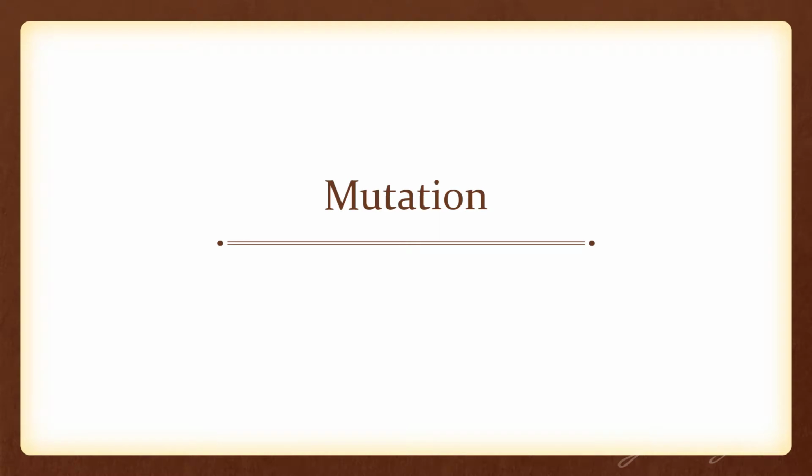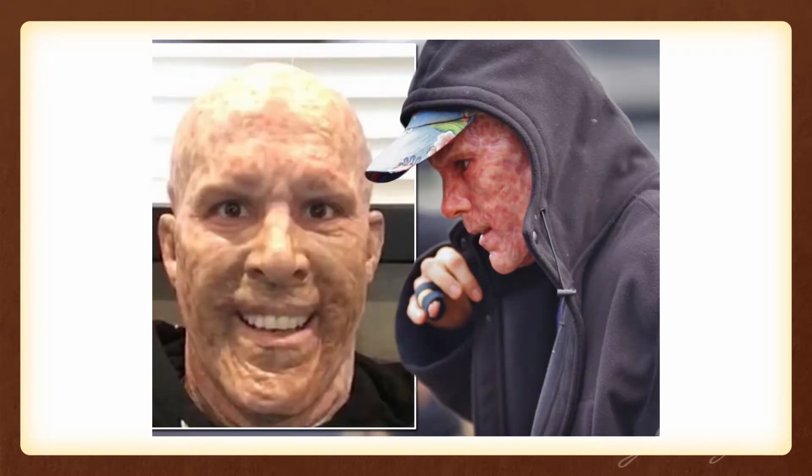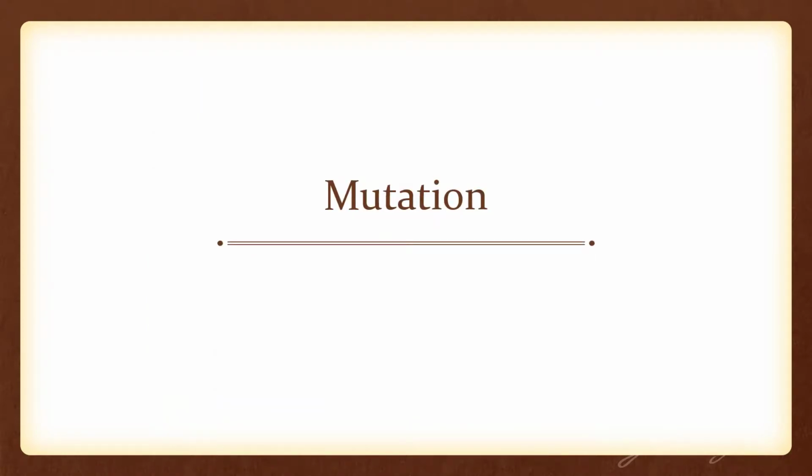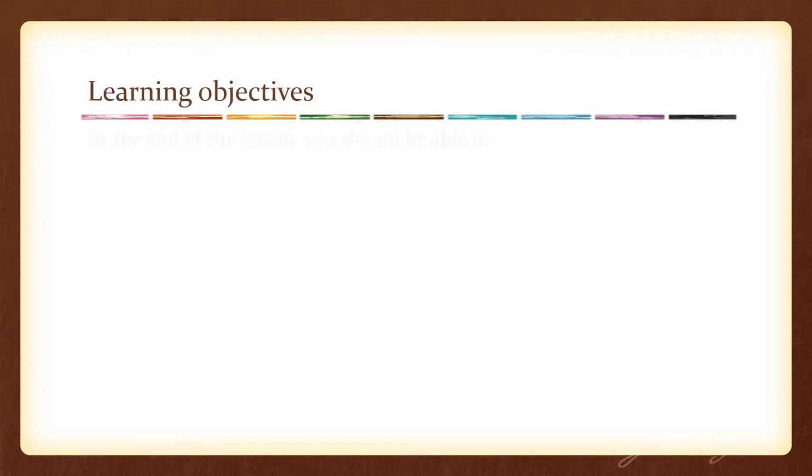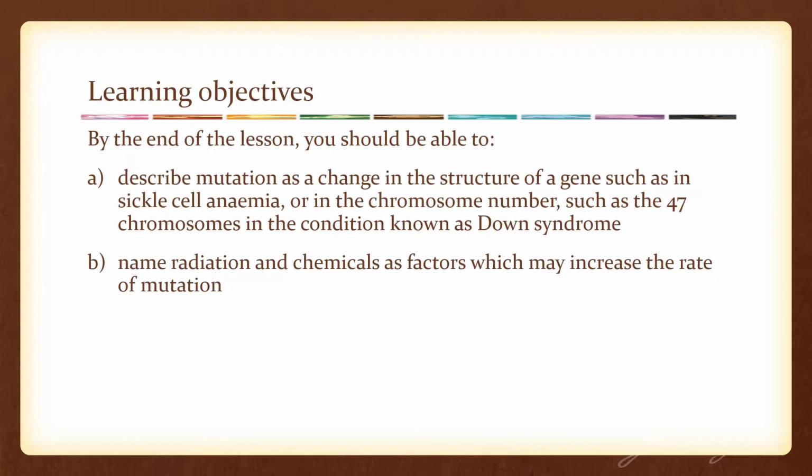Not those mutations that will turn you into X-Men, but those mutations that cause disease. By the end of this lesson, you should be able to describe the mutations that cause sickle cell anemia and Down syndrome, as well as name the factors which increase the rate of mutation.